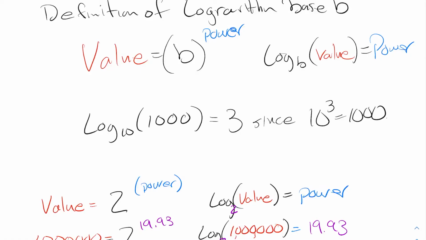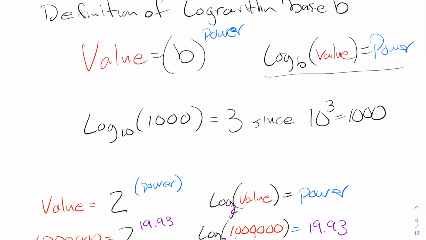The definition of a logarithm is always base b with a particular growth factor b. And so the key is the value is equal to b raised to some power. Then the logarithm way to say that is over here, the logarithm base b of the value is equal to the power. So the point is, if you want to know what the exponent you need, the number of growth factors you need to get to a certain value, that's the logarithm. The logarithm finds the power, the exponent that you need to get to the value.